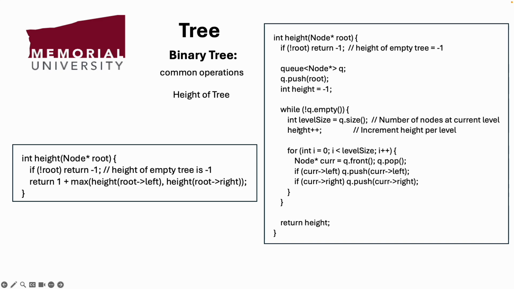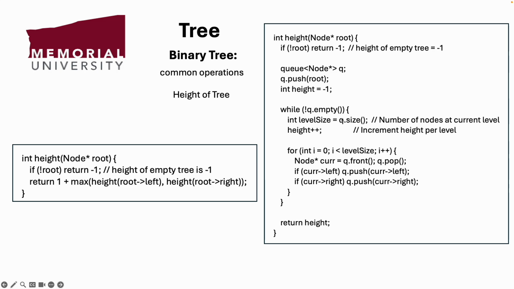Here, this is using breadth first search to find the height of the tree. Again, this is a base case: the height of an empty tree is defined as -1. Then we declare a queue, and push the root node into the queue. We define the initial height as -1.